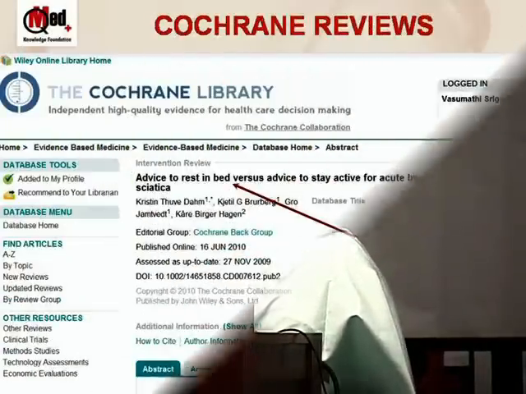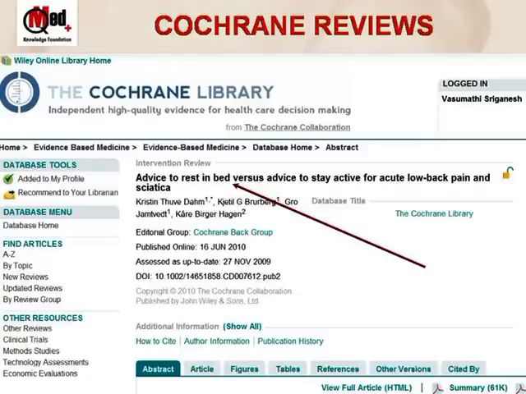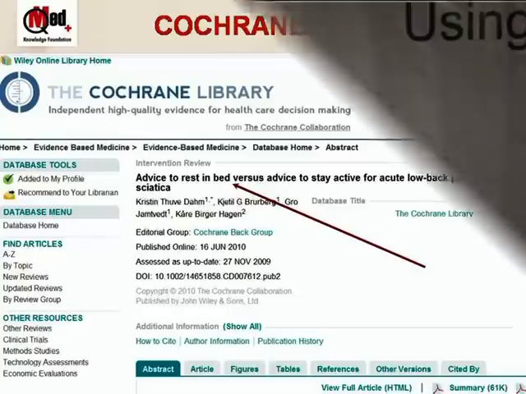This is the Cochrane library. You could Google and reach there. And I've taken the same topic, back pain. Is rest better or being active better? So you see this title which says advice to rest in bed versus advice to stay active, etc.